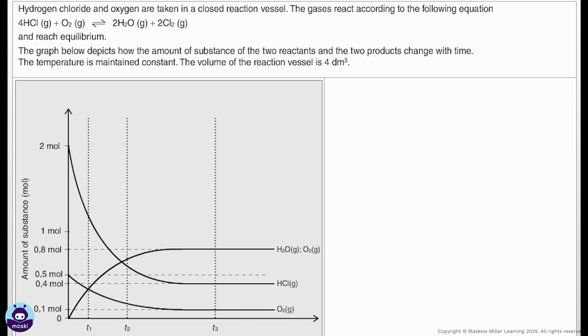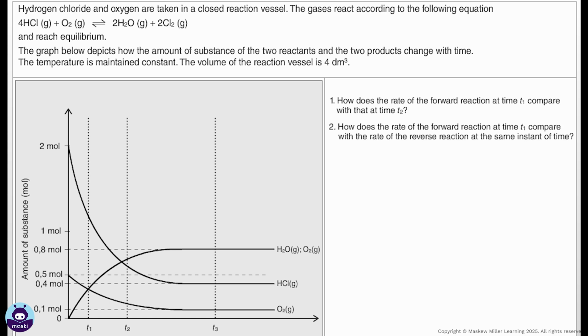The temperature is maintained constant. The volume of the reaction vessel is 4 decimeter cube. How does the rate of the forward reaction at time t1 compare with that at time t2? How does the rate of the forward reaction at time t1 compare with the rate of the reverse reaction at the same instant of time?